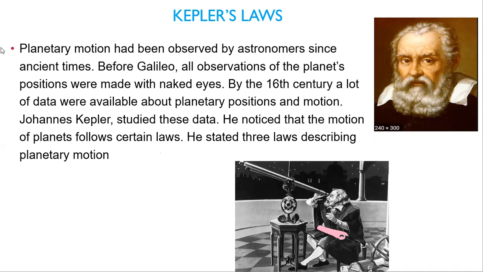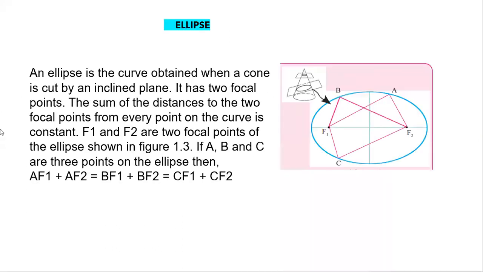These laws are known as Kepler's laws. Before studying Kepler's laws, you should learn one more term, that is ellipse. What is an ellipse? You all know a cone. When this cone is cut by an inclined plane, we get an ellipse, an oval shape. This is called the ellipse. An ellipse has 2 axes. This is the major axis and this is the minor axis.